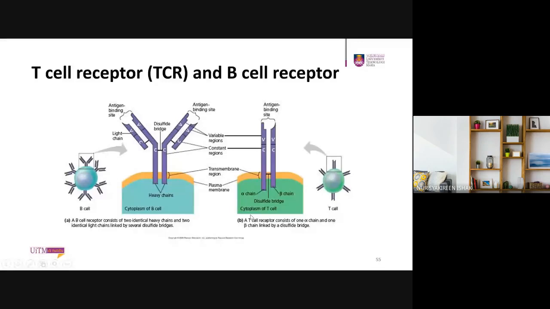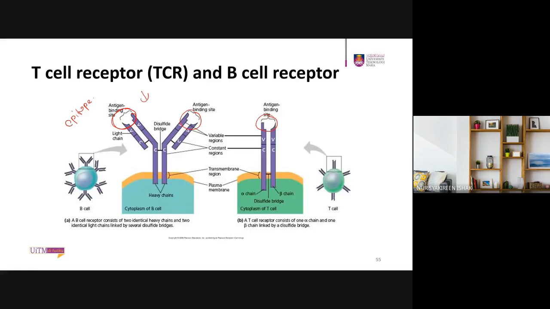Okay. So this is a clearer diagram of the T cell receptor and also B cell receptor. Ini B cell receptor lah. So as you can see, the B cell receptor is Y-shaped. Okay, Y-shaped. It has two antigen binding sites. So yang ini yang akan bind kepada epitope. Okay, on the antigen of the pathogen. So kalau awak tengok kat sini, kalau untuk T cell receptor, dia ada satu je antigen binding site. Okay, so kita tengok apa yang ditulis kat sini.